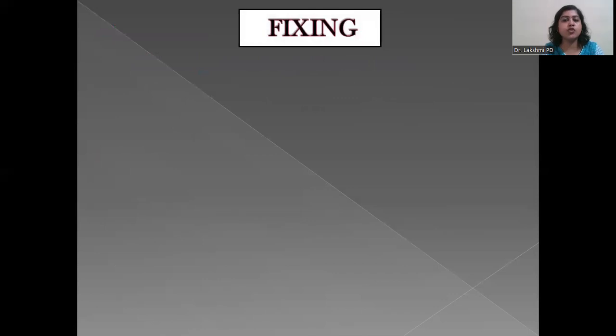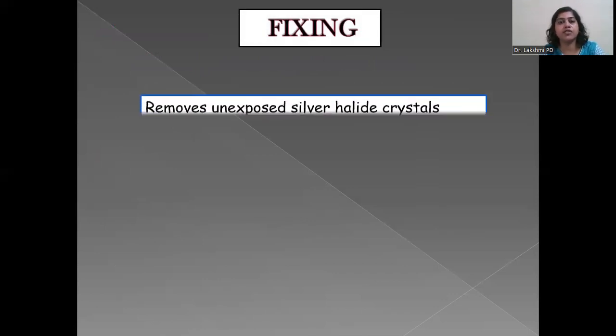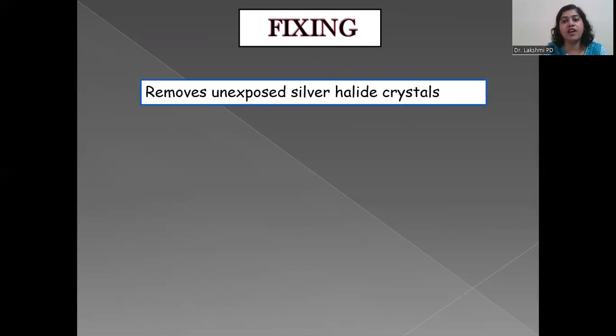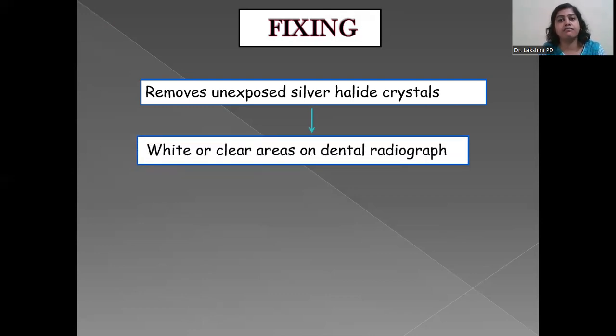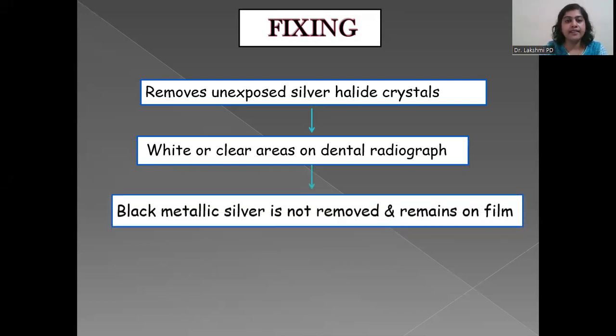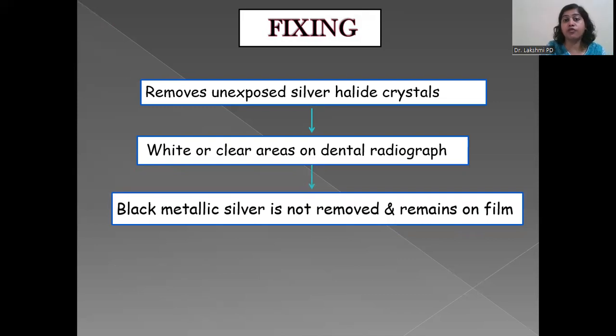So to summarize the entire fixing process, fixing removes unexposed silver halide crystals. Like I told you earlier, unexposed silver halide crystals are converted into silver thiosulfate complexes, and from the emulsion, they are carried out into the solution. Then wherever these unexposed silver halide crystals were present, all those areas will get converted into white or clear areas. And the black metallic silver areas, which were formed during developing, will remain unchanged. There is no change that occurs in your black metallic silver areas during the process of fixing.